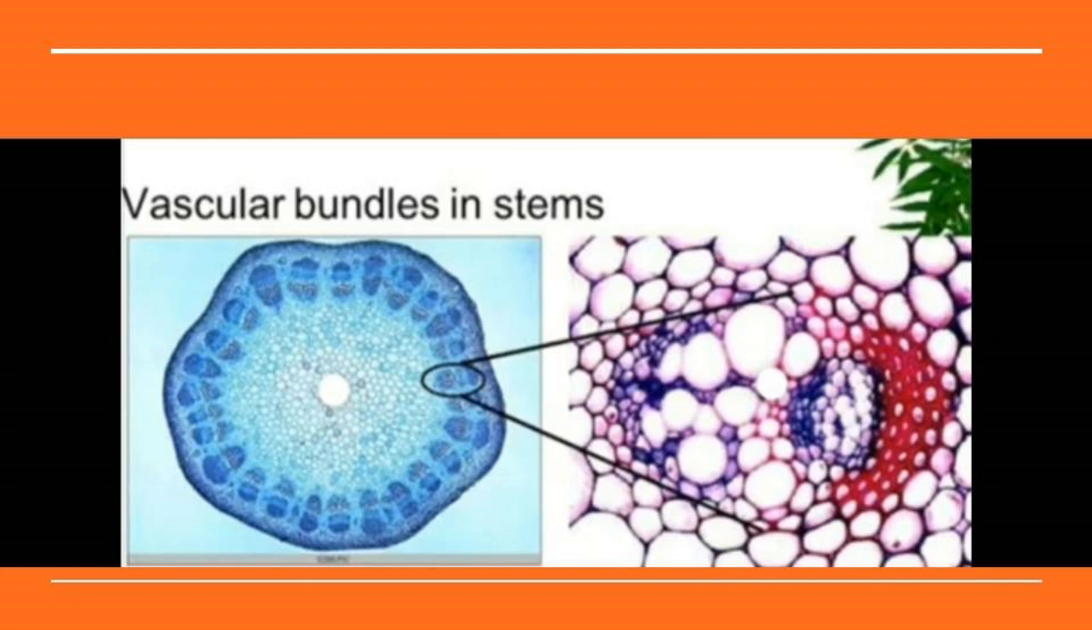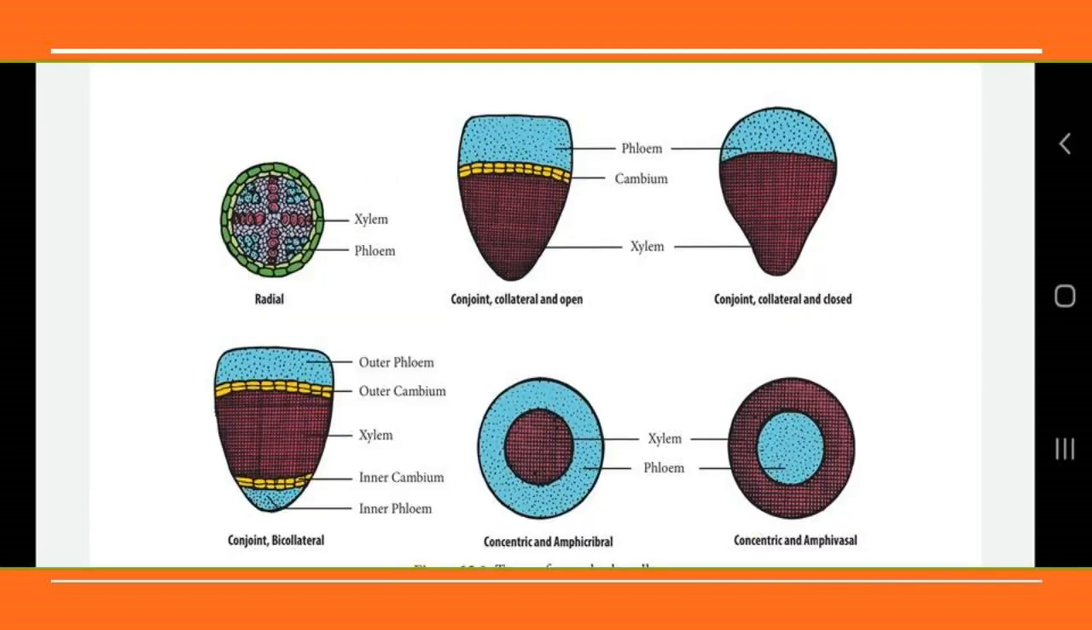I already told you xylem carries water and minerals to different parts of the plant, and phloem carries food material to the different parts of the plant. There are three different types of vascular bundle. The first one is the radial bundle. In a radial bundle, phloem and xylem are present in different radii. Example, root. Conjoint bundle: xylem and phloem lie on the same radius. There are two types of conjoint bundle, collateral and bicollateral. Now we are going to see the first type of vascular bundle, that is the radial vascular bundle.